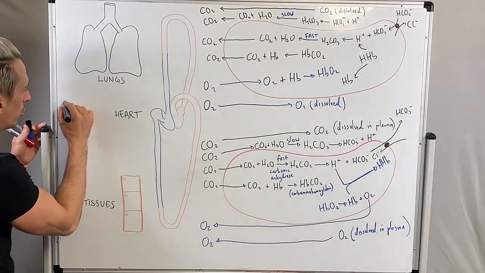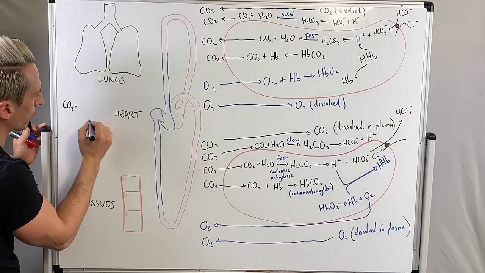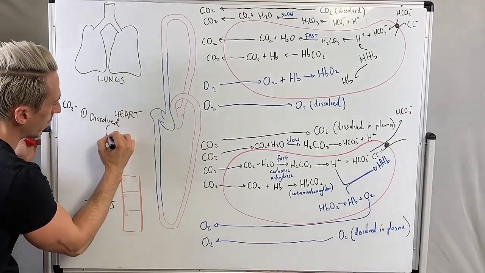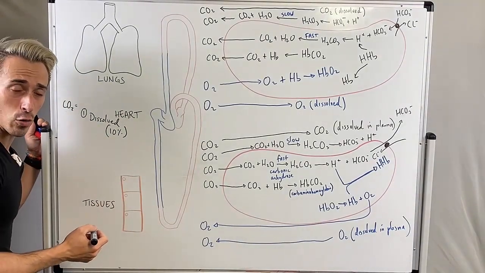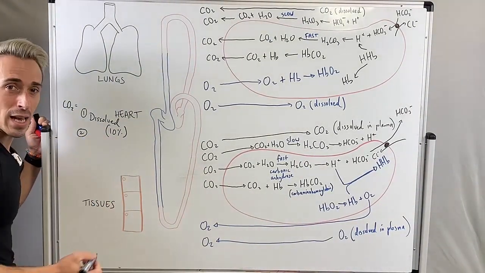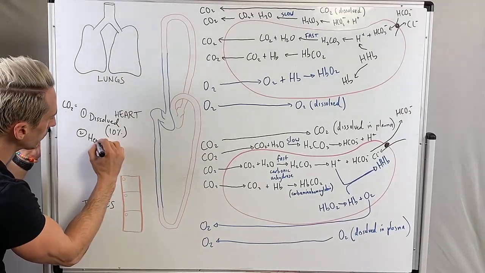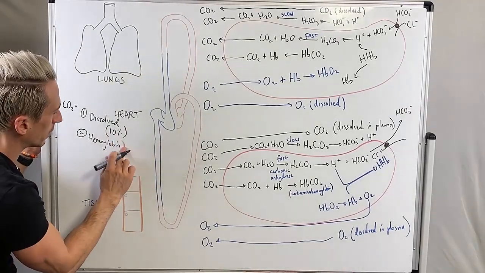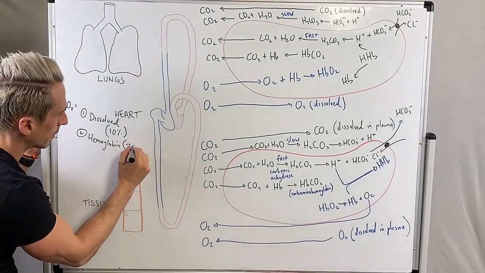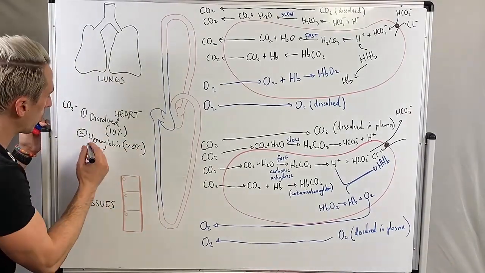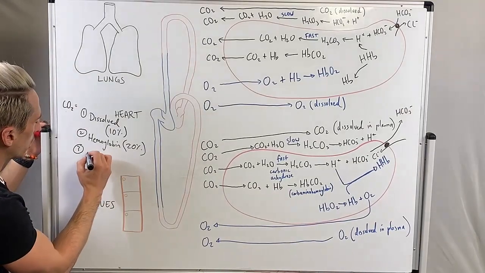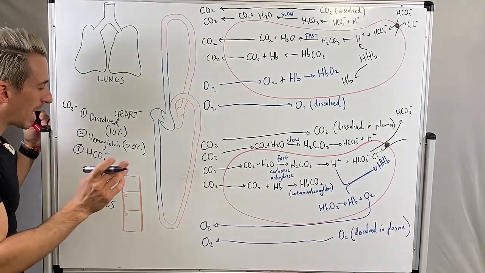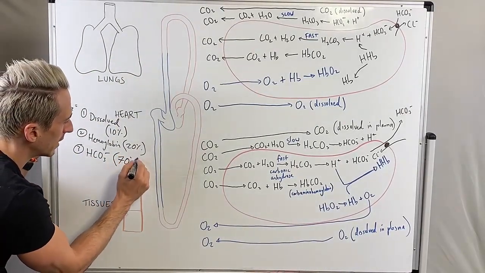So, take home message, carbon dioxide is transported 3 ways. Let's write this down, really important. Carbon dioxide can be transported 3 ways. 1, it can be dissolved, and this is around about 10% of carbon dioxide. Number 2, it can be bound to hemoglobin. What you'll find is this is around about 20% of carbon dioxide transported that way. And number 3 is that carbon dioxide can be transported as HCO3 negative, which is bicarbonate, and this is by far the most abundant way, and that's 70%.